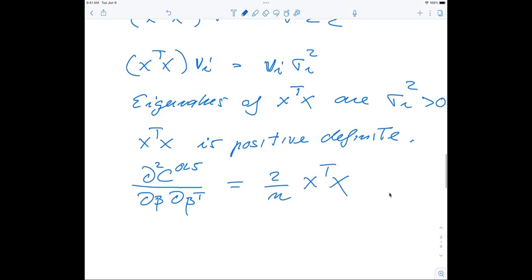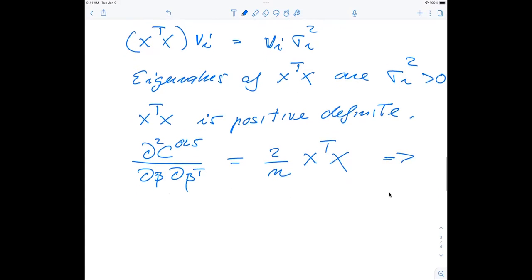So that means that, since this is a second derivative, as we discussed in the beginning, it's a convex function, a convex problem with a global minimum.